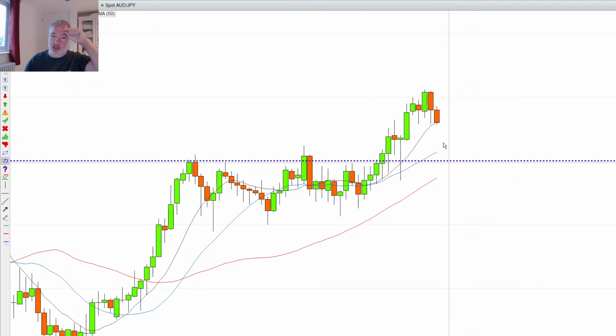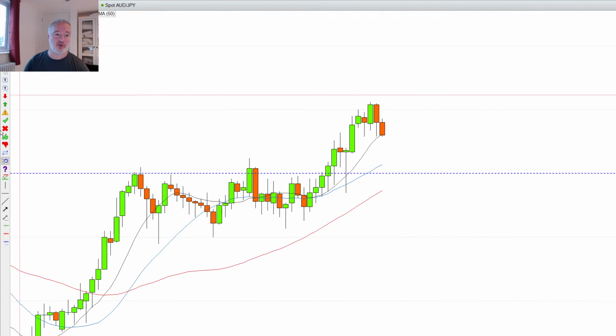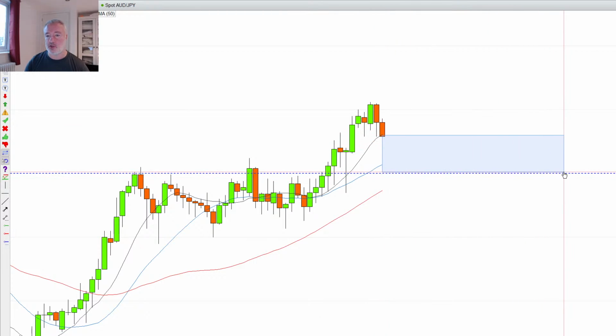Aussie yen 4-hour time frame coming back down to test this key level, fib level potentially, but anywhere in this area could be a potential turning point where it is going to turn around. And so turn around and head out, we'll see.